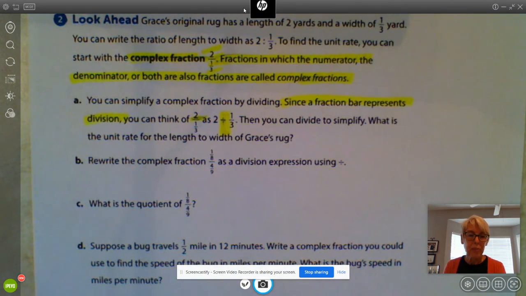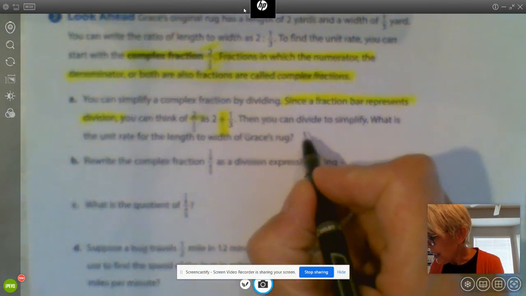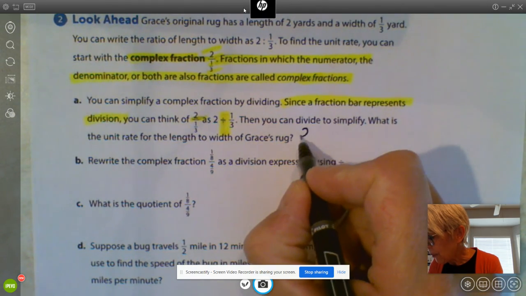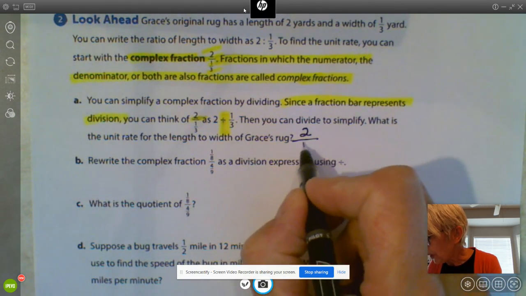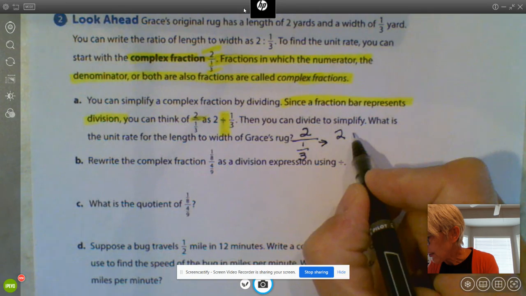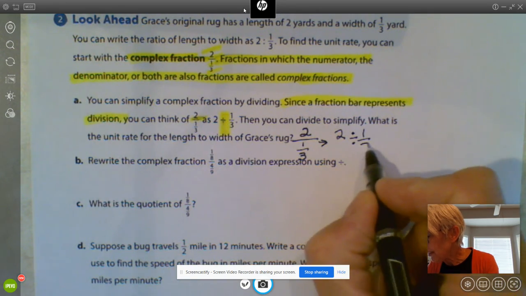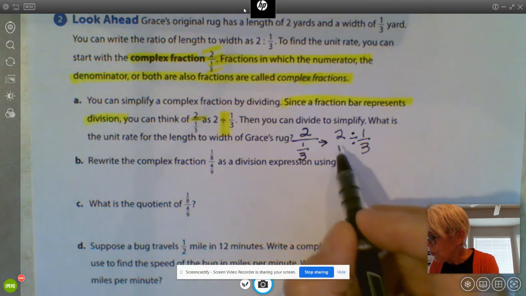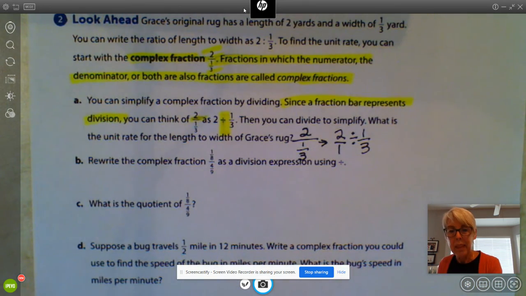What is the unit rate for the length to width of Grace's rug? What we're going to do is take that complex fraction, 2 over 1/3, and rewrite it as 2 divided by 1/3. And I'm going to change 2 into a fraction. 2 over 1 is the same as 2. I can change any whole number into a fraction just simply by putting it over the number 1. So what I have here is 2 over 1 divided by 1/3.